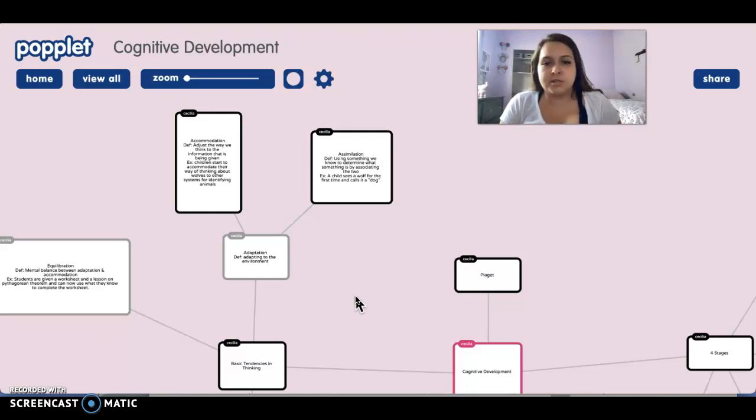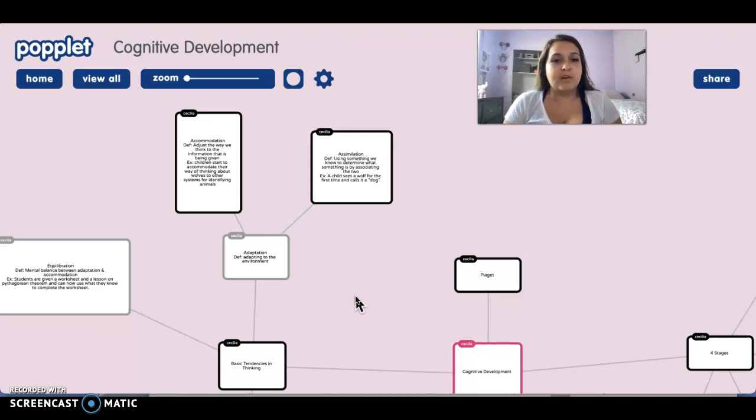So for assimilation, it's using something we know to determine what something is by associating the two. For example, a child sees a wolf for the first time, and they automatically think that it's a dog, because they associate a dog with having four legs, and so does a wolf. And wolves howl and dogs howl, so they automatically say it's a dog because they don't know how to distinguish between them.